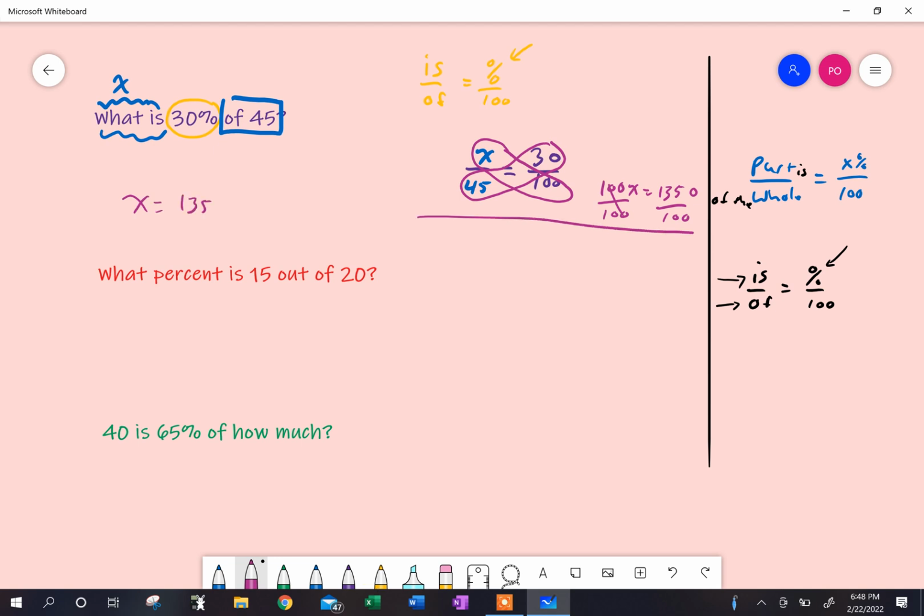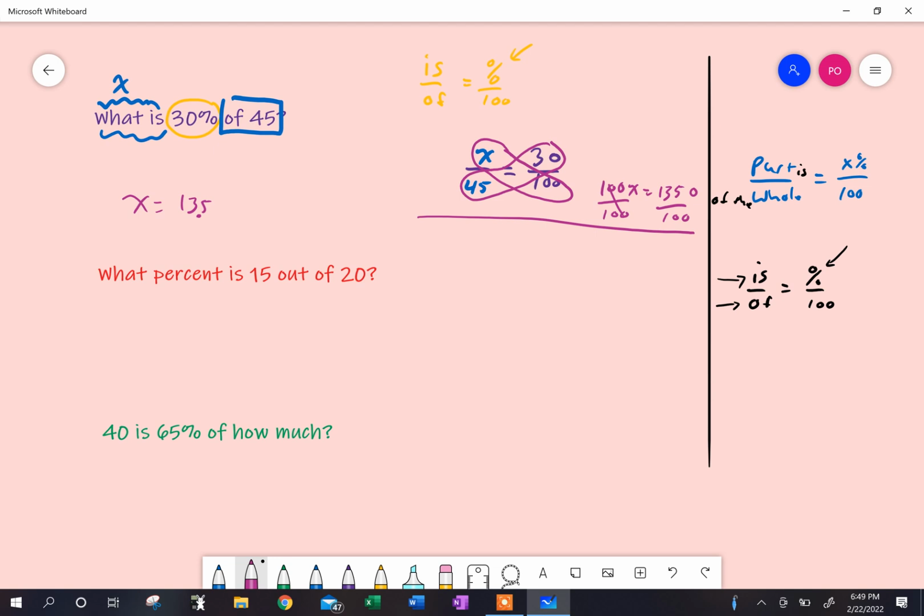So, what is 30% of 45? That is not correct. Did I make a mistake? Oh, nope. I see what my problem is. I forgot a decimal point. It's 13.5. Oh, thank goodness.